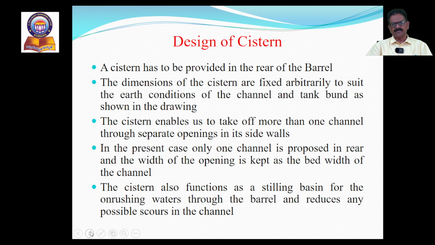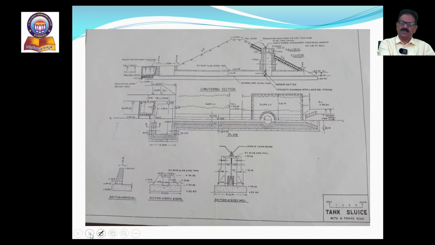The next component is design of cistern. Another important component part of this structure is the cistern. Of course, this is a simple, small component only. Cistern means a chamber. A cistern is to be provided at the rear of the barrel. If you imagine the entire sluice barrel, at the outer end or exit of the sluice barrel, we need to provide the cistern. See here in this diagram, at this exit of the barrel, we need to provide a component that is called cistern.